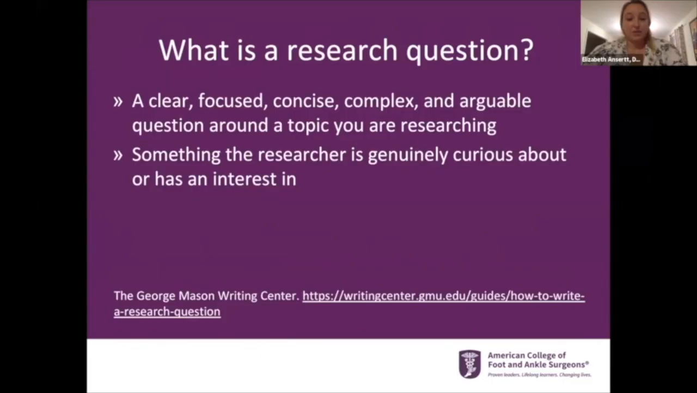So a good research question is a clear, concise, complex, and arguable question that has to do with my particular interest. Often the best research question is something that we are genuinely curious about and interested in, because after all, reading all of that material and going through all of that process of our preliminary literature research is going to be very tedious and very hard to get through if it's not something that you are genuinely interested in.